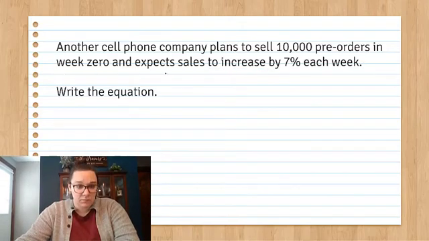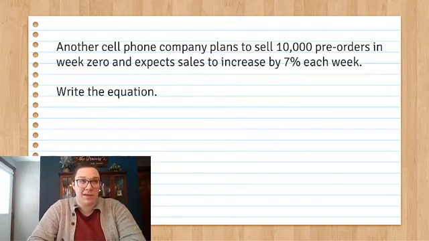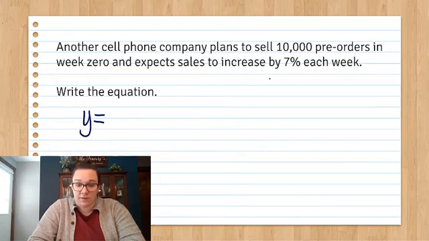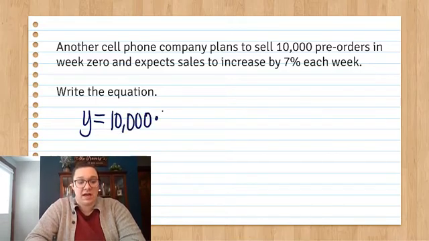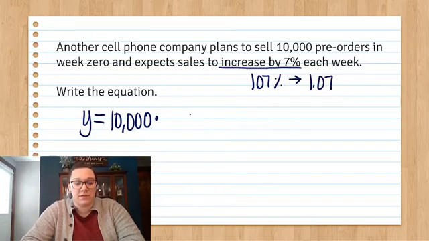Here's the problem. We have another cell phone company, and they plan to send 10,000 pre-orders in week 0, and then they have sales increasing by 7% each week. Let's write an equation for them. This is a company. Our first one was just a store, so they've got some big bucks here being sold. Our equation in this case is y equals, our first term is the 0 value, or the initial amount, which is 10,000, times the multiplier, which we're increasing by 7%. So we've got a 107% increase each week, which I could write as 1.07. So times 1.07 to the x.